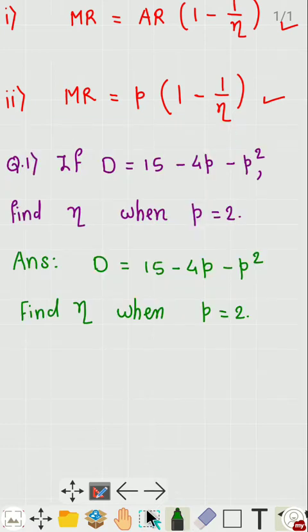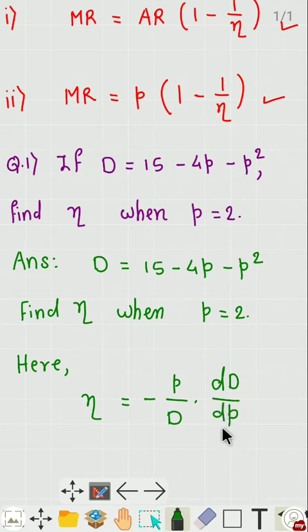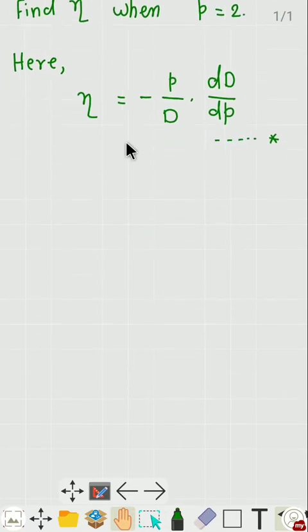So the formula for eta is eta equals minus p upon d into d by dp. First of all we find this derivative. Let us call this equation star. We will use this equation afterwards.